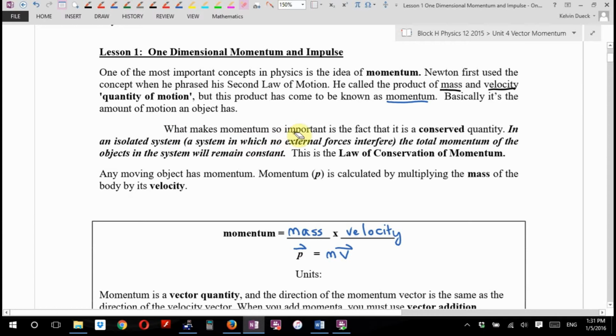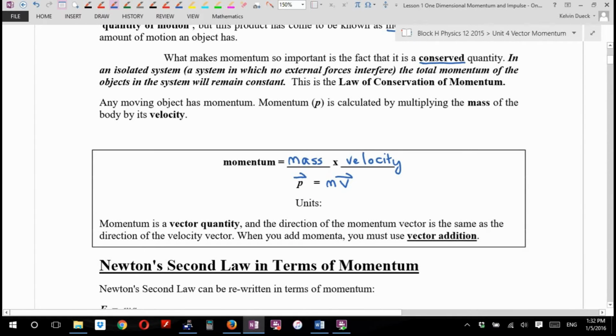What makes momentum so important is the fact that, like energy, momentum is a conserved quantity. In an isolated system, a system where there's no external forces, the amount of momentum before an event equals the amount of momentum after an event. Momentum remains constant. Momentum is conserved. This is the law of conservation of momentum.